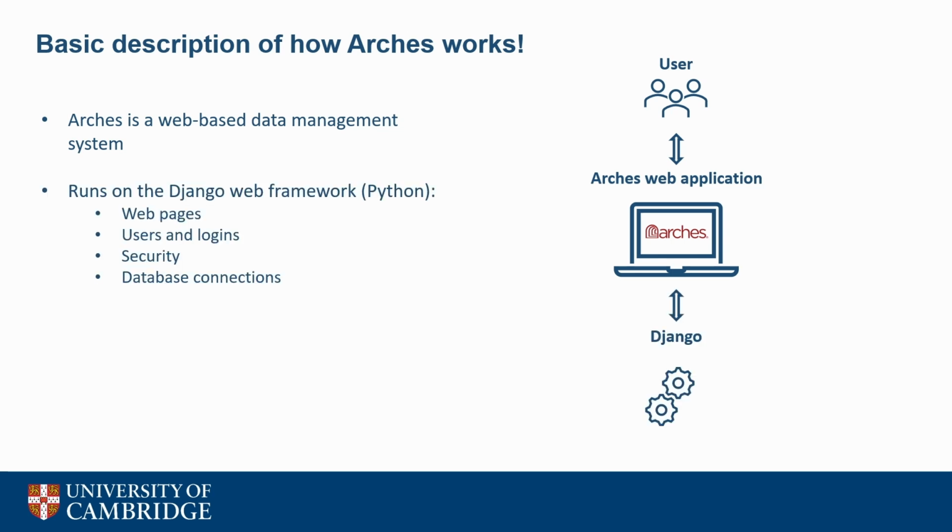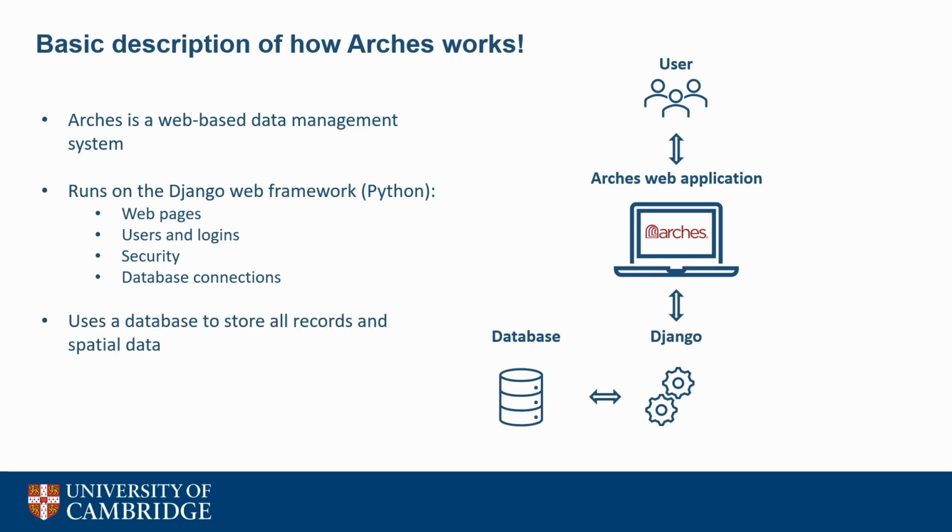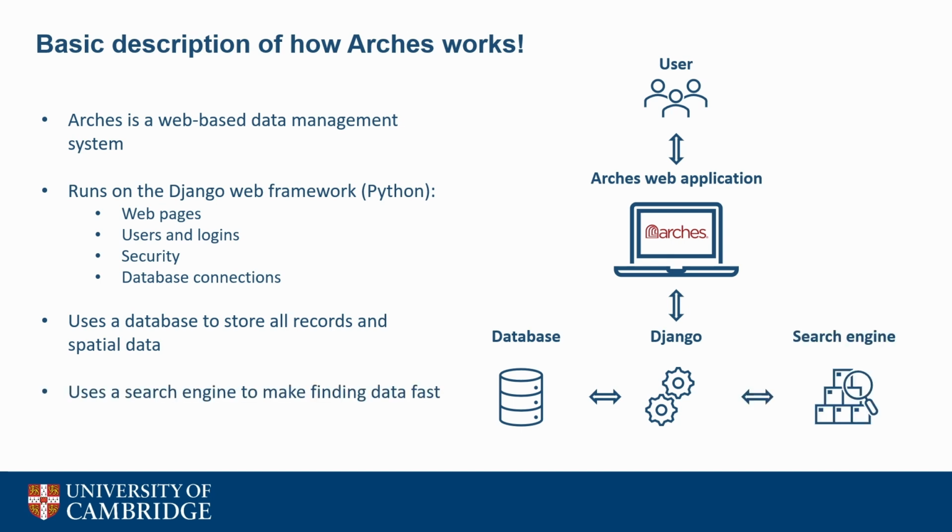Behind the scenes, this web application is built using a framework called Django, which is written in Python. A framework is basically a piece of software that provides the structure for building web applications, handling things like user accounts, pages, security, and database connections. On top of that, Arches connects to a spatial database for storing data and a search engine for fast searching. As I said, this is a very simplistic way of looking at it, but essentially all of these pieces work together as one system to make Arches. Having various parts of the system is why in the next slide we'll see that there are several different software dependencies that need to be installed before Arches can run.